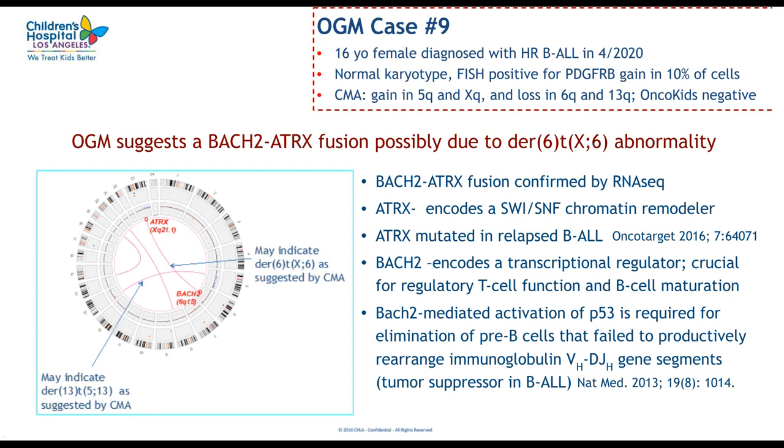And we're excited about it and think of it as a very good candidate because both partner genes have been previously implicated in BLL. ATRX encodes an epigenetic regulator and has been shown to be mutated in relapse cases of BLL. And then BACH2 is a transcriptional regulator that has an important role in regulating T cell function and B cell maturation. So based on their known functions, both these genes are expected to be important in BLL pathogenesis. So we are now working on further proving the functional significance of this fusion.